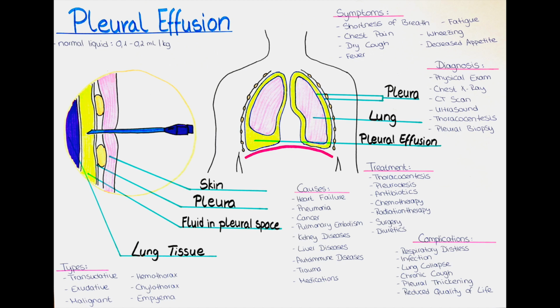Lung collapse. In severe cases, the pressure from pleural fluid can cause the lung to collapse, a condition called pneumothorax. Chronic cough. As pleural fluid accumulates, it can irritate the lining of the lungs and cause a persistent cough. If pleural effusion is not treated promptly, it can cause scarring and thickening of the pleura, which can make it difficult to breathe and cause chronic chest pain.